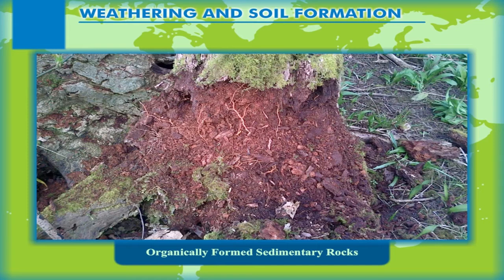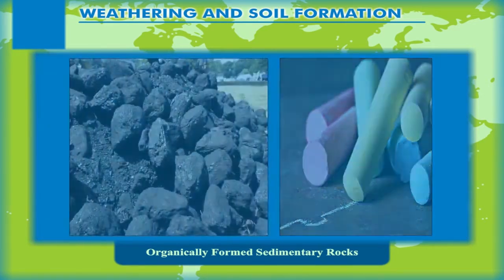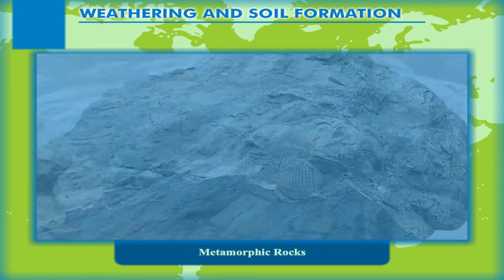Organically formed sedimentary rocks. They are formed by the accumulation of the remnant parts of organisms, plants and animals. Examples of such rocks are chalk, coal, and limestone.